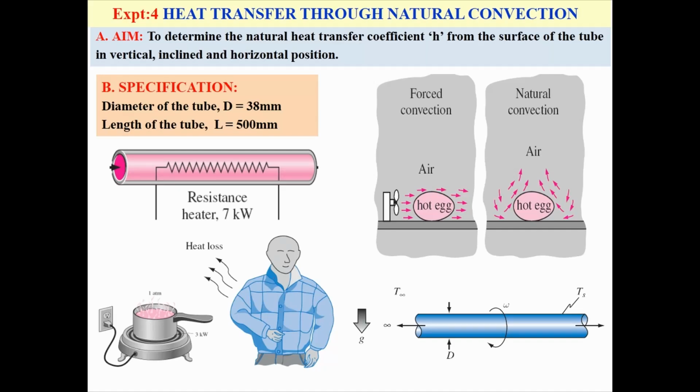Let us start with experiment. This is our fourth experiment: heat transfer through natural convection. The aim is to determine the natural heat transfer coefficient h from the surface of the tube in vertical, inclined and horizontal position. These are the specifications.